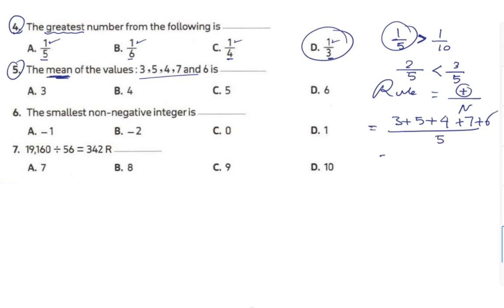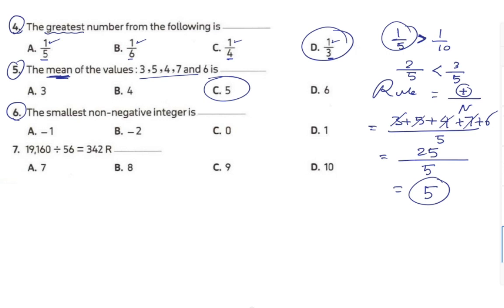Divide by 5. If you add with me, 3 plus 5 equals 8, plus 4 equals 12, plus 7 equals 19, plus 6 equals 25. 25 over 5 equals what? Equals 5. How? 5 times 5 equals 25. So the mean value is what? It is 5.